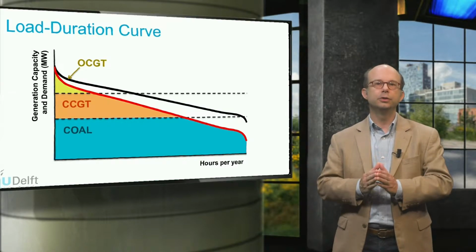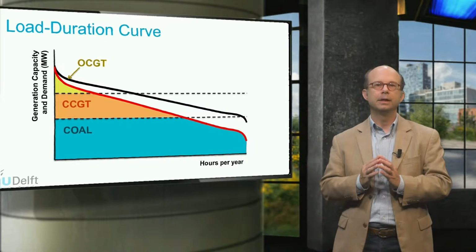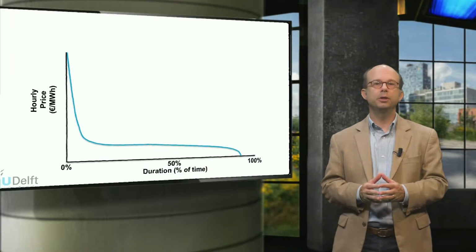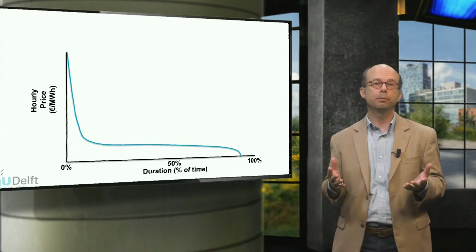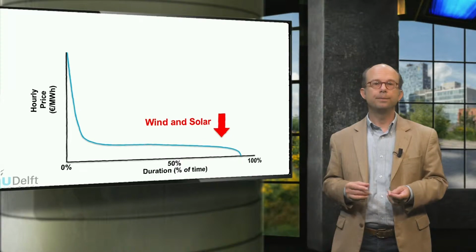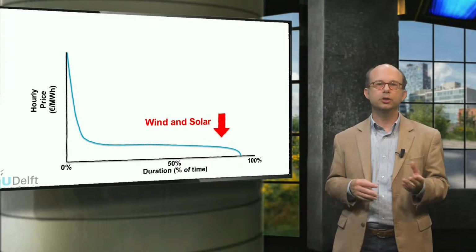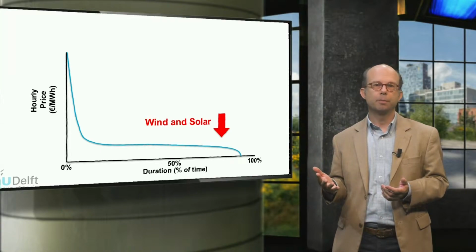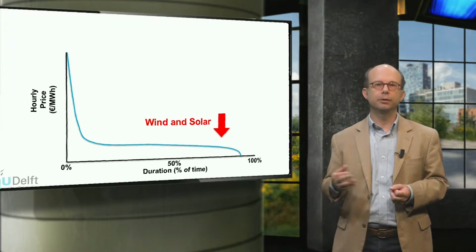So what does this do for the investment incentive? Let's take a look at the price duration curve. At times when there's much solar and wind generation, the power price goes down. During peak demand hours with much renewable energy supply, peak prices become normal prices. During mid-load and off-peak hours, wind and solar will also push prices down.